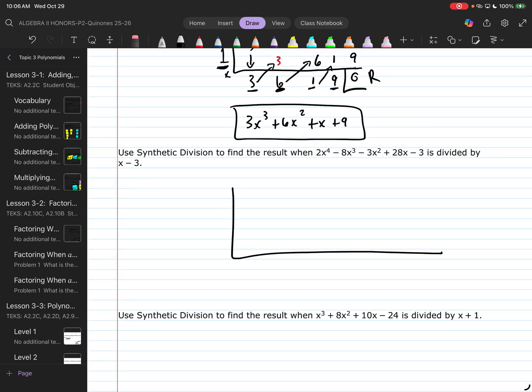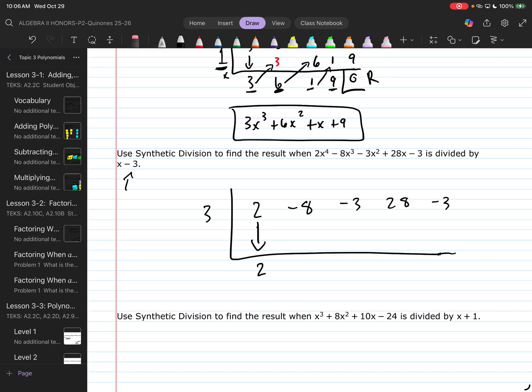Okay, so now let's try one together. I'm going to write out my coefficients first. 2, negative 8, negative 3, 28, and negative 3. Yes? Now I want the inverse of negative 3, the minus 3, which would be what? Positive 3. Remember, the first term, we need to drop it down, right? So that's 2. 3 times 2 is 6.